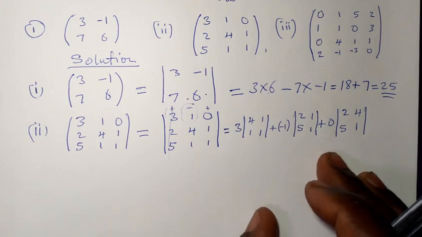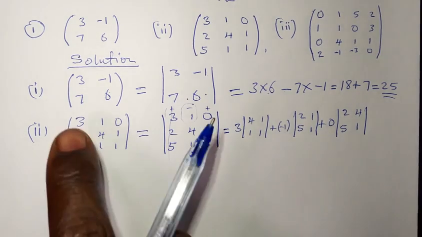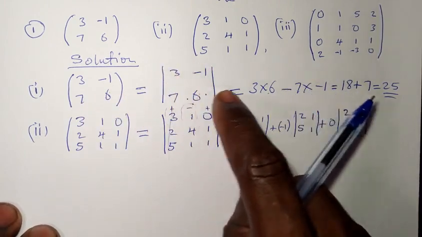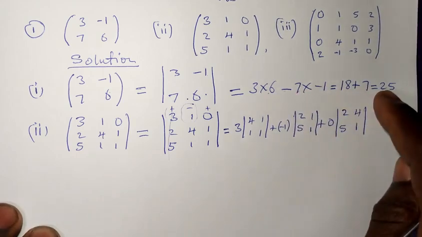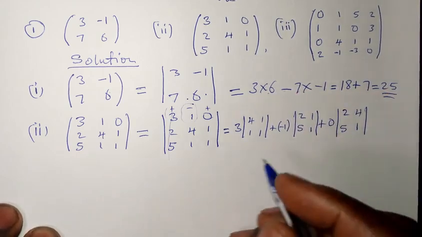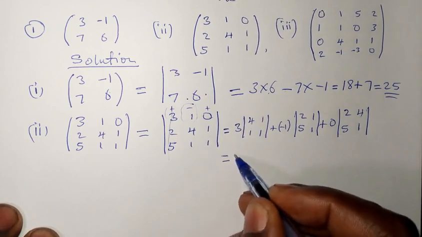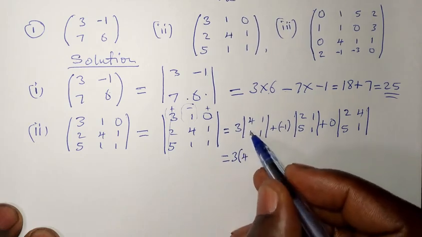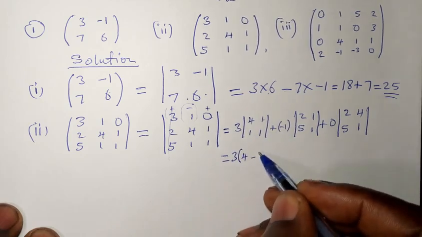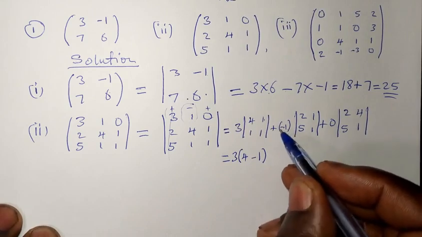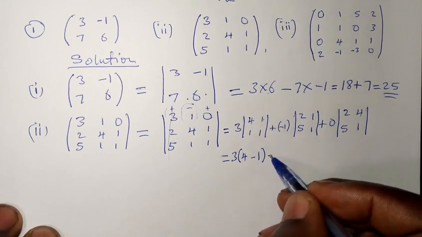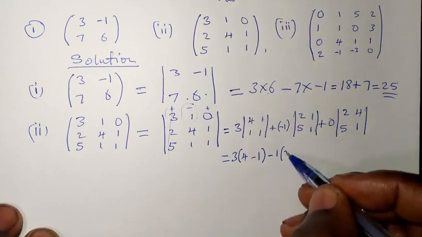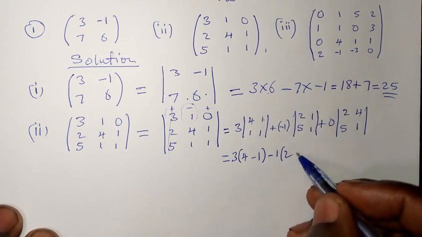So this is how, like I told you from the first example, if you have this, you have to express it into a 2 by 2, so that you can calculate your determinant. So let's find this together. This will be 3, open bracket, 4 times 1 is 4, minus 1 times 1, you always subtract. Then minus times plus is minus. Then you have 1, open bracket, 2 times 1 is 2, 5 times 1 is 5, so minus 5.